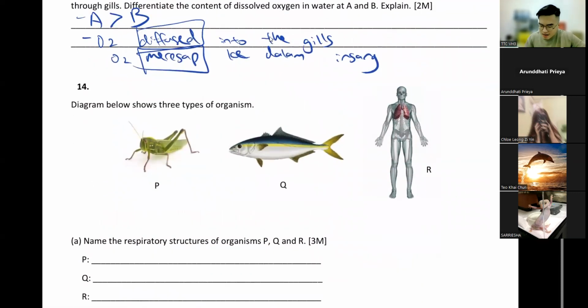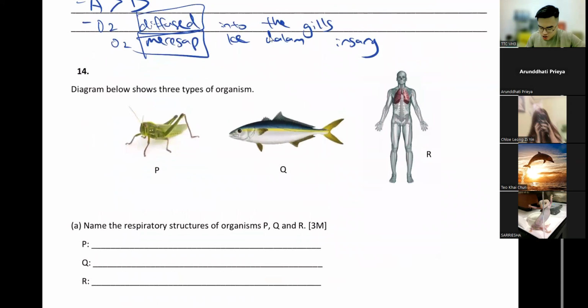All right, so next, number 14. What is the structure of PQR? What structure does this fella use?